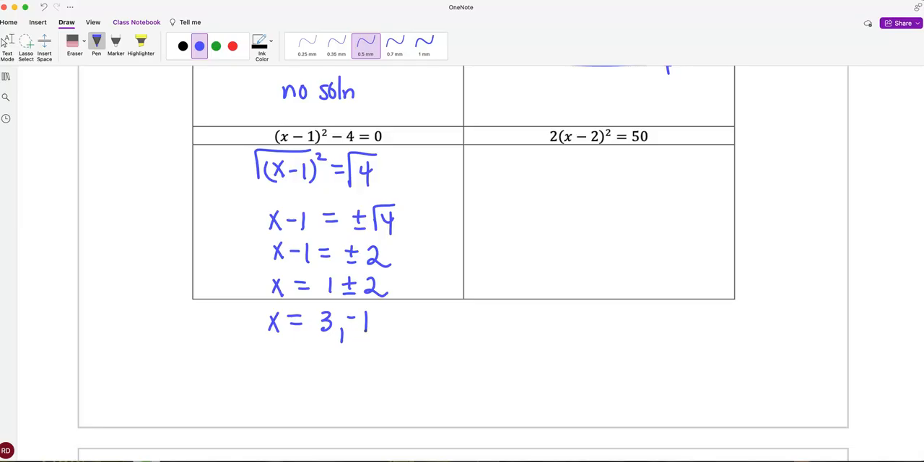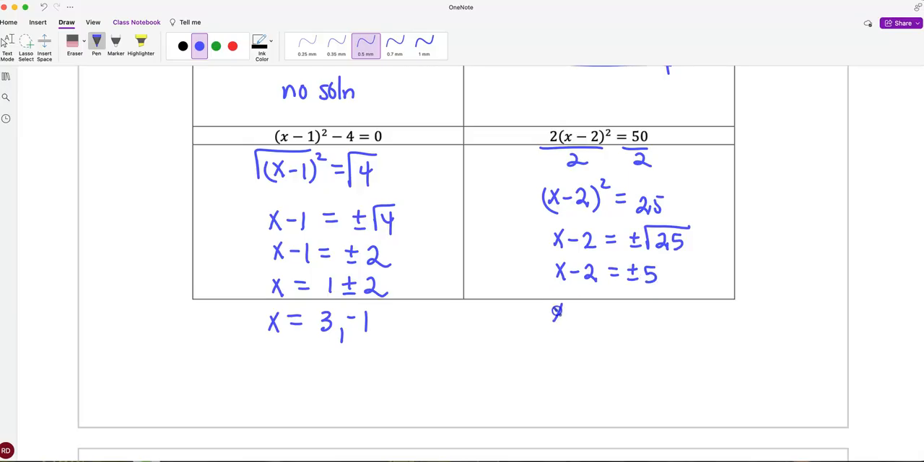So again, the steps are get the squared term all by itself. Then when you take the square root of both sides, you'll have a plus or minus answer. If I divide both sides here by 2, I get x minus 2 squared equals 25. Now if I take the square root of both sides, x minus 2 equals plus or minus the square root of 25. X minus 2 equals plus or minus 5. X equals 2 plus or minus 5. 2 plus 5 is 7. 2 minus 5 is negative 3.